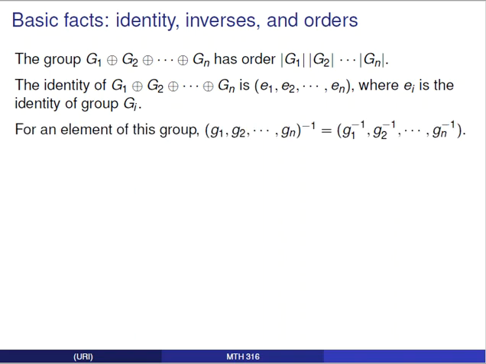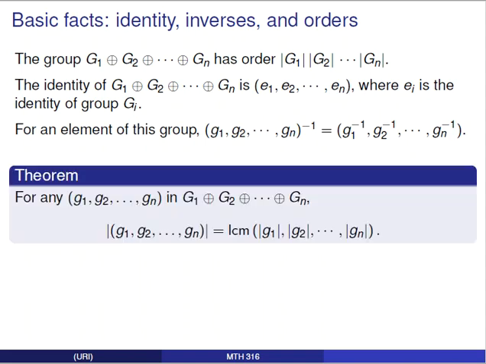What about inverses now? Well, to take the inverse of an element in the direct product, since we operate entry-wise when we put two of these n-tuples together, we're able to find the inverse by just taking the inverse of each entry. And you'll see that if you were to put this element together with the original G1, G2 through GN, you'll create the identity we've already identified.